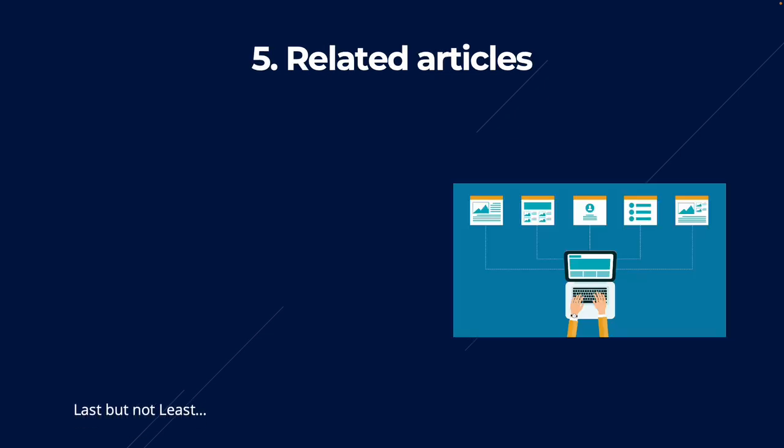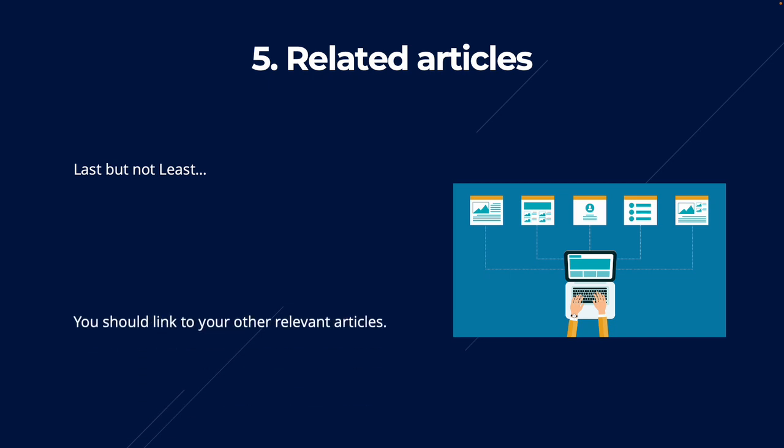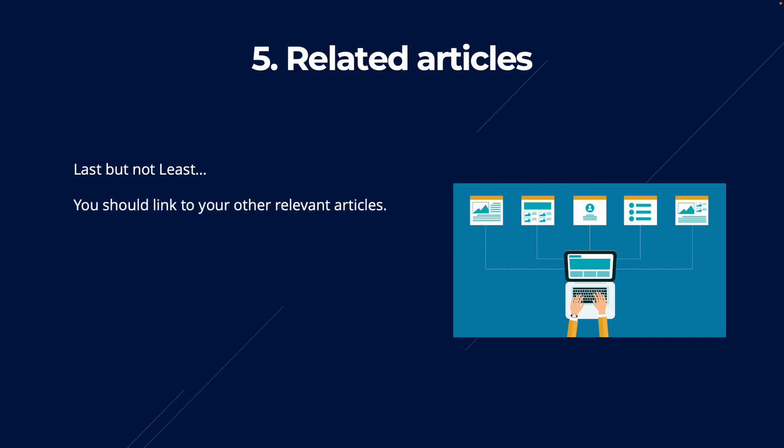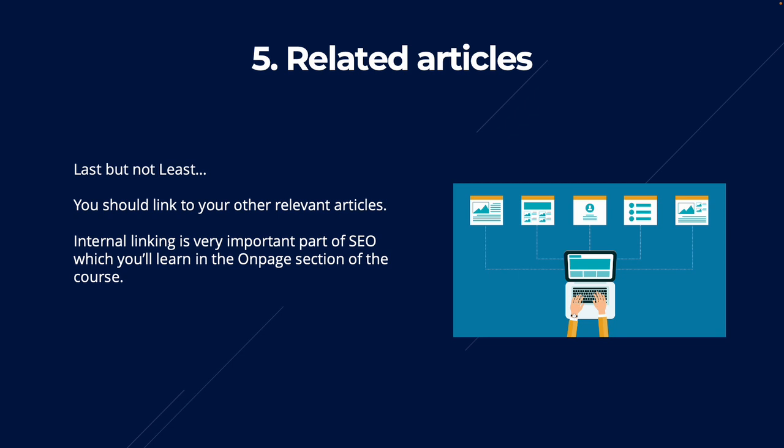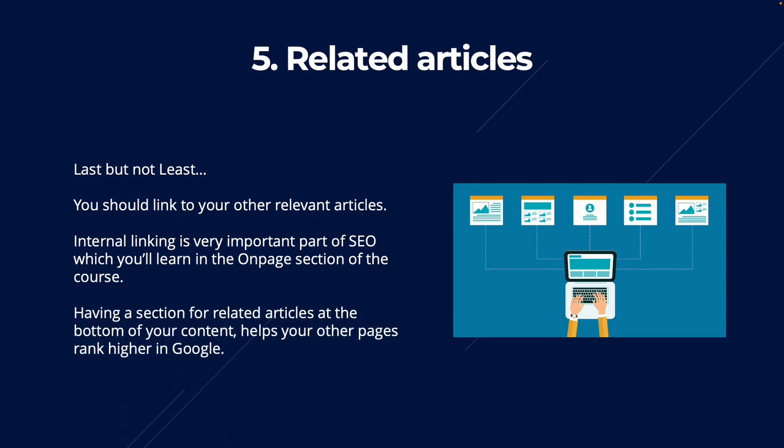Last but not least, we have section 5, which is going to be our related articles. And pretty much all you want to do here is link to other relevant articles on your website. The reason why you want to do this is linking to related articles is actually called internal linking, and it's a very important part of SEO, which you'll learn in the on-page section of the course. But in a nutshell, having a section for related articles at the bottom of your content helps your other pages rank higher in Google.